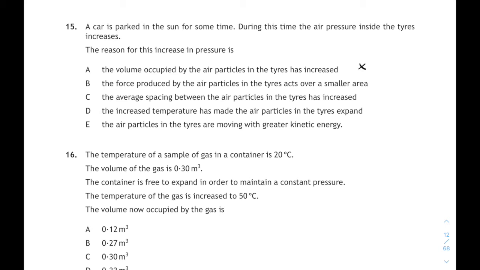The force produced by the air particles in the tyres acts over a smaller area. No, tyres are the same size. Average spacing between the particles is increased. No, because the tyres are the same size. The increased temperature makes the air particles expand. Nope, particles don't change size. The air particles move with greater kinetic energy. Yes, they do. The hotter they are, the faster they move, the greater the pressure.